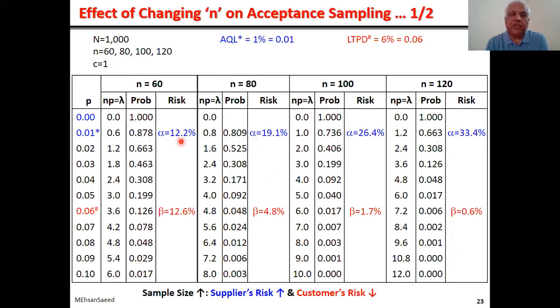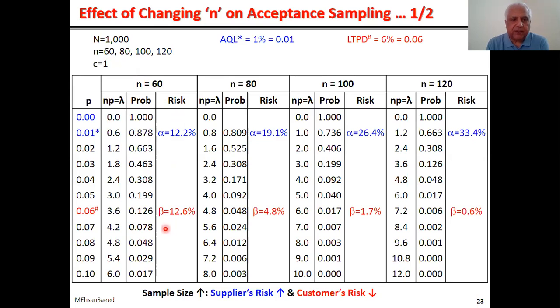So what conclusion do we draw? If we keep the acceptance level the same and increase the sample size, the alpha risk increases. That means increasing the sample size is to the disadvantage of the seller, to the disadvantage of the contractor.